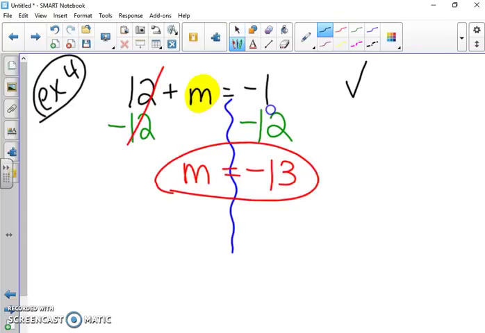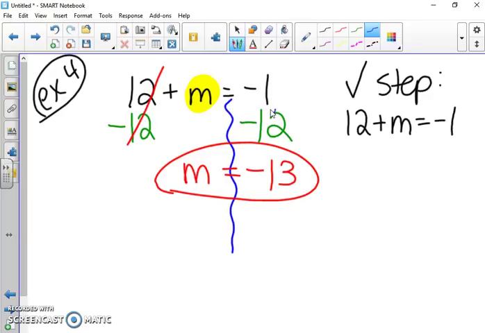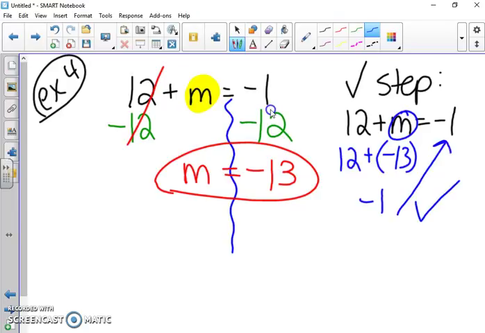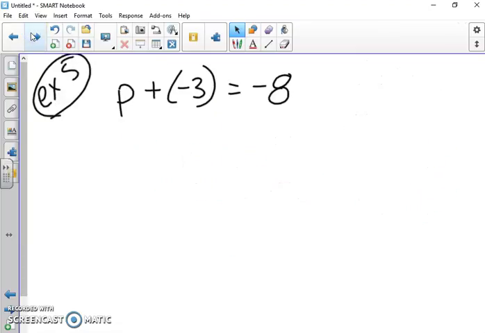Do we have to check step it? Yes. Don't ask me that question every single time you have to check step it. So here's my m. Supposedly we think it's negative 13. So 12 plus a negative 13, and my calculator gives me negative 1. Yay.